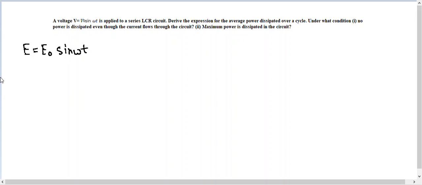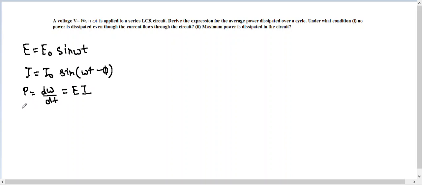If the alternating current lags behind the applied EMF by a phase angle of phi, then I can be written as I naught sine of omega t minus phi. Alright, so power at any instant of time is given by dw by dt, where w is the work done, which is equal to E into I.